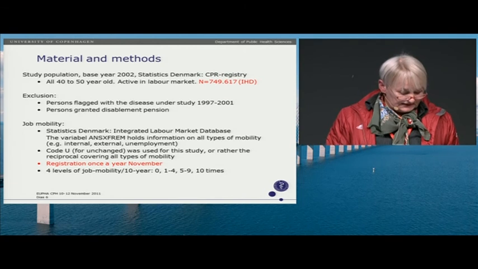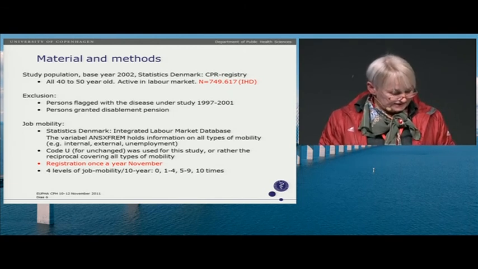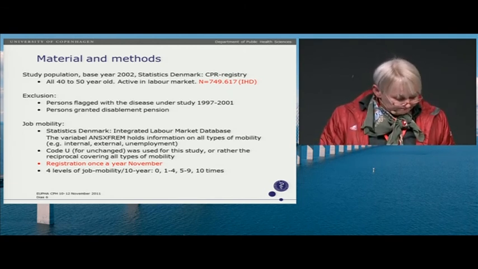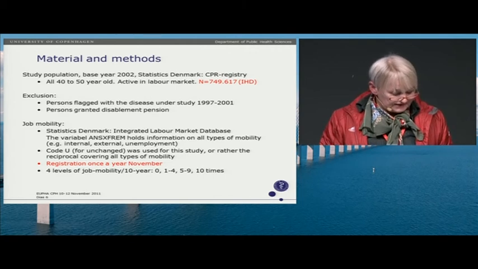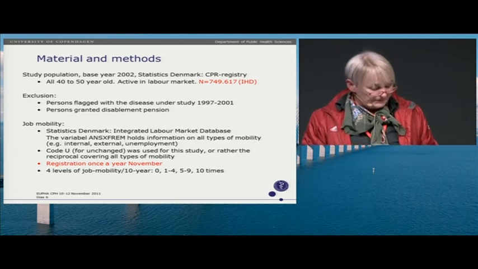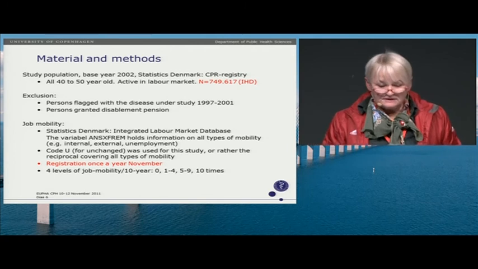For the Integrated Labour Market Database registrations, registrations are made once a year in November. Therefore, and for other reasons, the specification of job mobility may be underestimated.